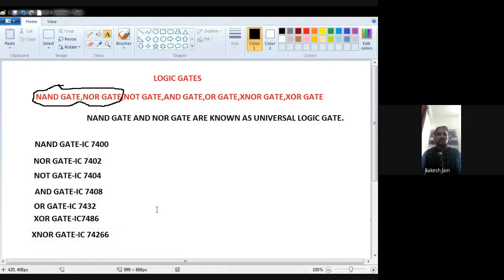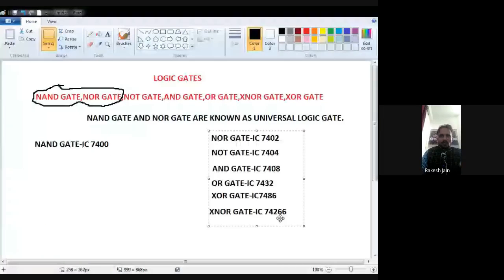Now what are the XNOR and XOR ICs? The XOR gate IC is 7486, and IC 74266 is for your XNOR. This 7486 is XOR, and for the XNOR gate we purchase IC 74266. So first of all, which IC belongs to which logic gate?